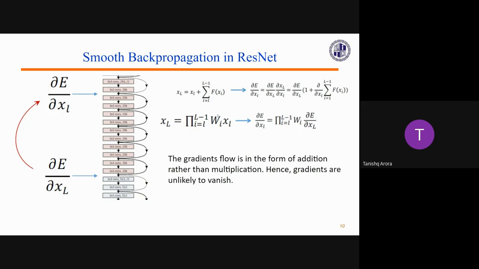In the case of ResNet, we have a smooth backward propagation, as x_L is equal to x_l plus F of x_i. When we differentiate it, it becomes 1 plus d by dx_l of the summation of F of x_i. So there is a 1 plus something like that. So the gradient will not decrease to 0, or tend to 0. So our weights will live in the case of backward propagation. The gradient flow is in the form of addition rather than multiplication. Hence the gradients are unlikely to vanish.